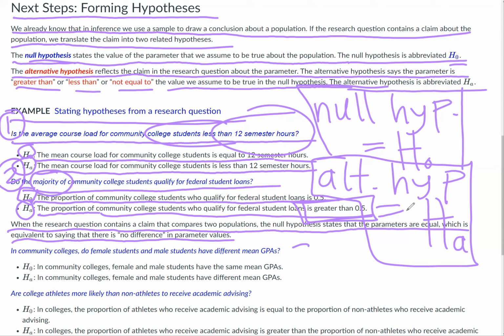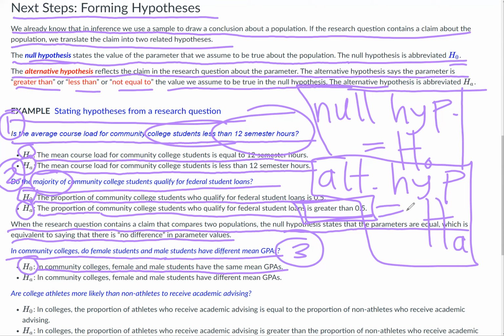How about a third example here? In community college, do female students and male students have different mean GPAs? So there, we're questioning, maybe the standard logic was male and female GPAs are pretty much the same. So that would be our null hypothesis: in community colleges, female and male students have the same mean GPAs. They're pretty much the same.